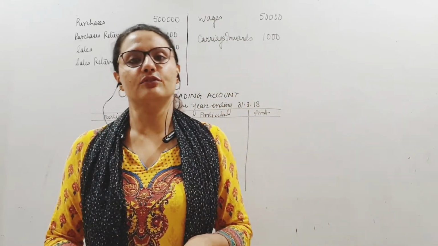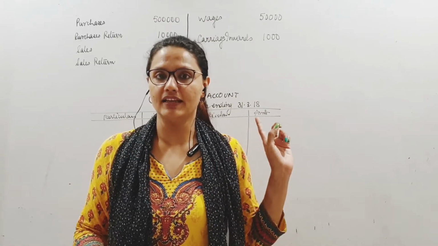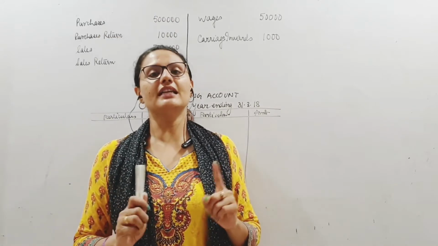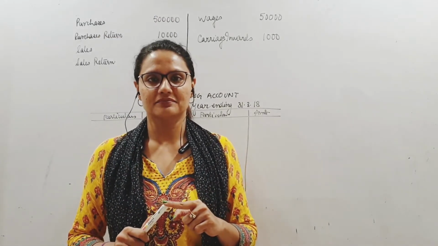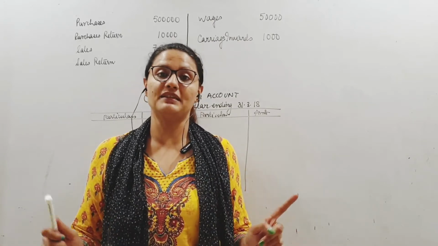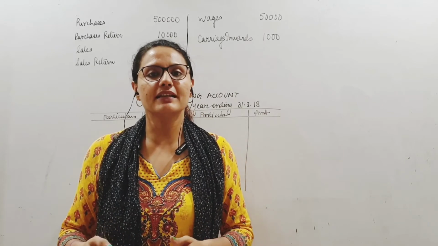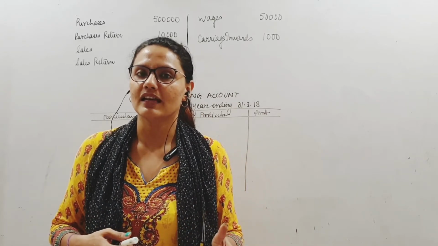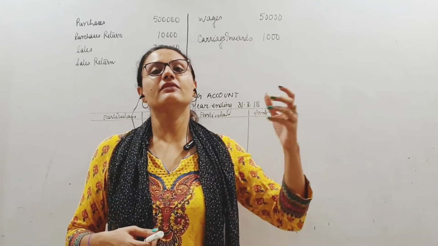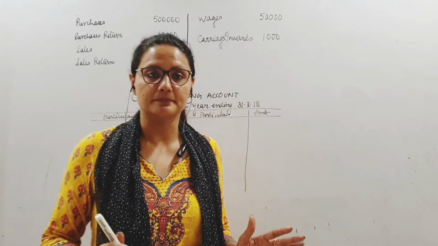So all we have to do is understand what all items will go to the trading and profit and loss account. One thing is clear: only income and expenses can come here, nothing else. Assets and liabilities will never find any place in the trading or profit and loss account, because income and expenditure has got nothing to do with assets and liabilities, right? Profit is the difference between income and expense. Assets and liabilities are nowhere in the picture.